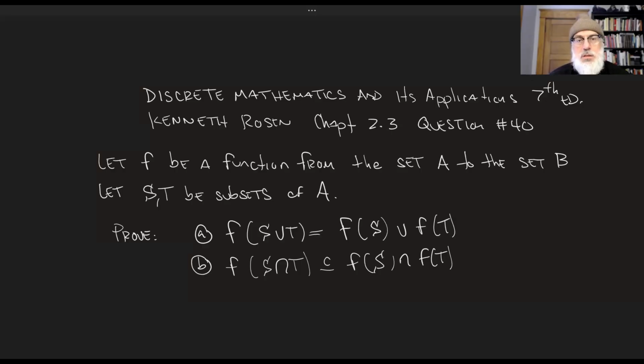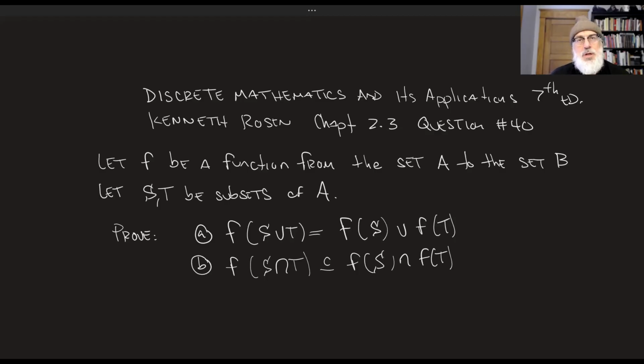Welcome. Today we are looking at a function proof where we're going to look at the images of some function. I took this from the Discrete Mathematics and its Applications book, the 7th edition by Kenneth Rosen. This problem comes from chapter 2.3, question number 40.